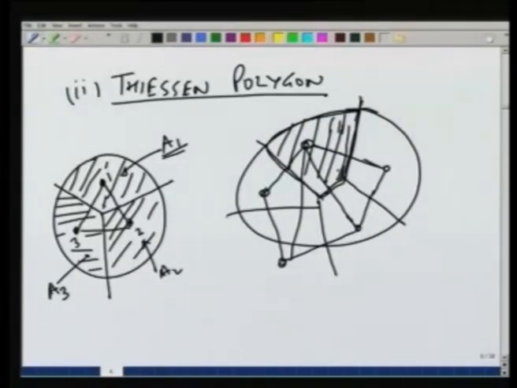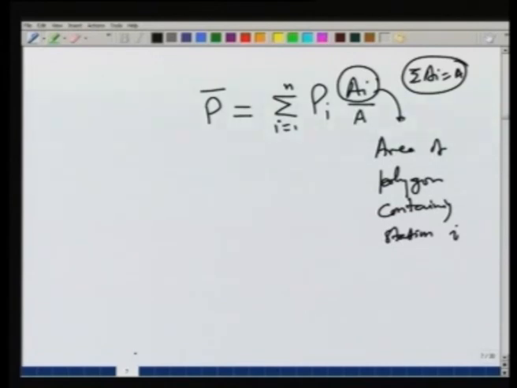So, if there is a station which is outside, then its Thiessen polygon will only cover the area within the catchment boundary. It will not extend beyond. So, it will not be including this area. So, this term effectively means some weight which is assigned to the precipitation for that station and that weight will depend on how much area is effectively covered by that rain gauge. So, this Thiessen polygon method gives a better estimate than arithmetic mean.